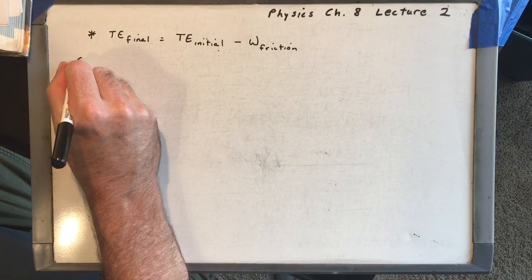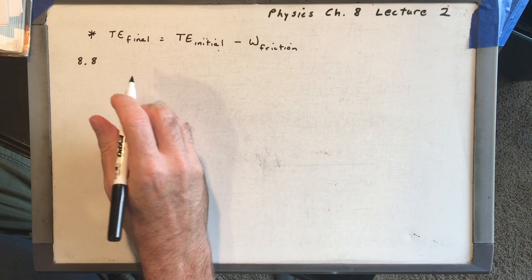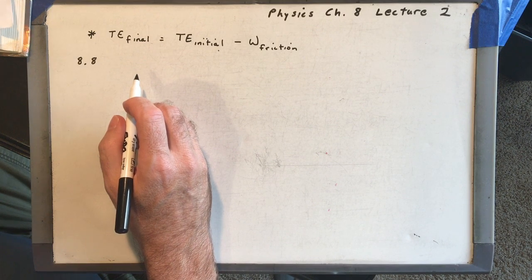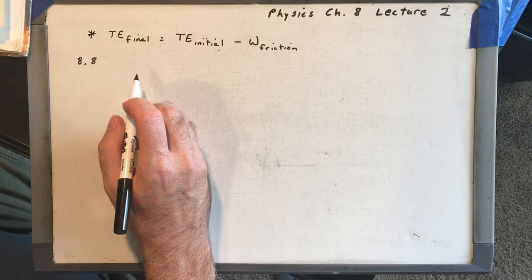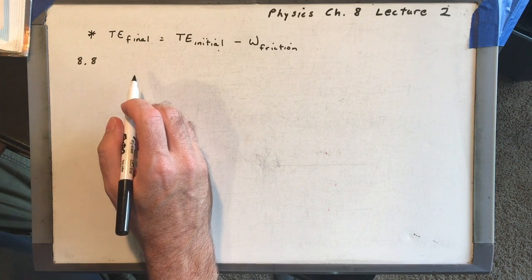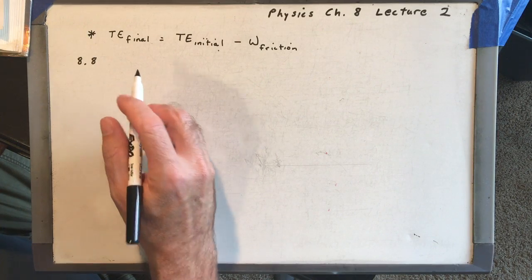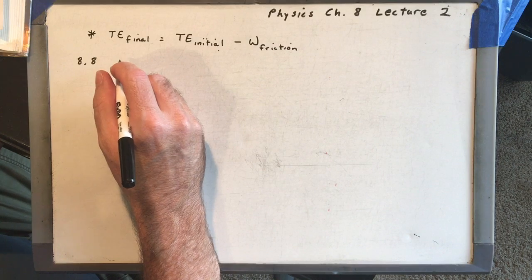All right, let's look at 8.8. It says, a girl kicks a 155 gram rock down a sidewalk. If the rock starts out with a speed of 3.2 meters a second, how far will it slide down the sidewalk before it stops? Assume the sidewalk is level. And mu sub k is 0.44.